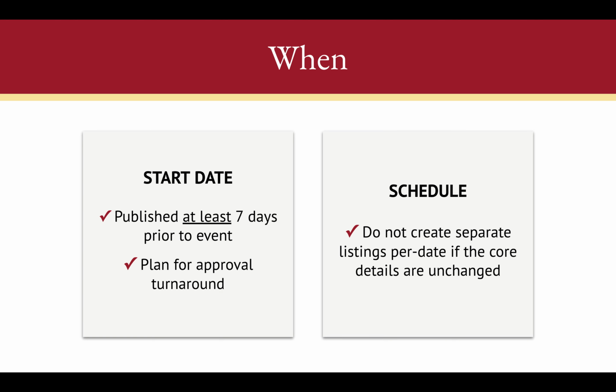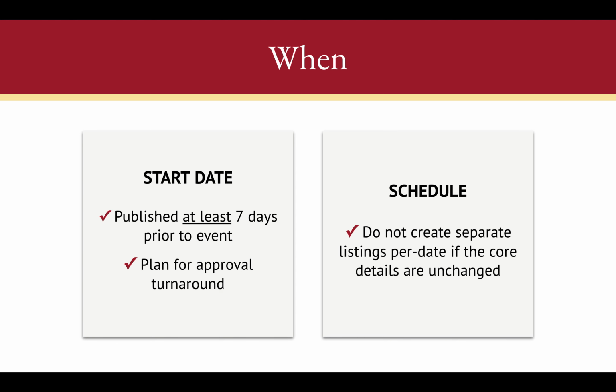With that being said, if you are suggesting an event for approval, the calendar team requires 3 to 5 business days to review an event. Plan accordingly so that your posting schedule allows for it to be published 7 days after the 3 to 5 business day moderation window.